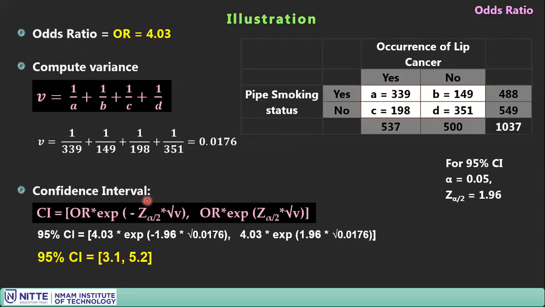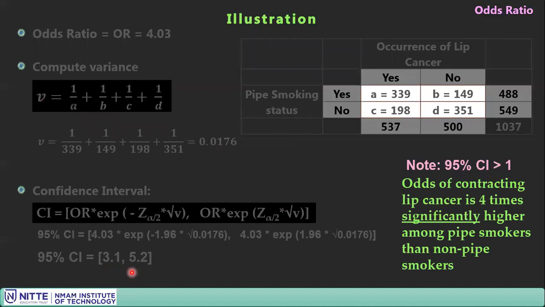When you substitute into the confidence interval equation, I'll be taking a 95% confidence interval where z is equal to 1.96. So you get this range. What is this? 3.1 to 5.2. The odds ratio is in between that. Yes, absolutely right. What does this mean now? This 95% confidence interval range is greater than 1, right? It's more than 1. Don't forget that. So the odds of contracting lip cancer is 4 times significantly higher among pipe smokers than non-pipe smokers.